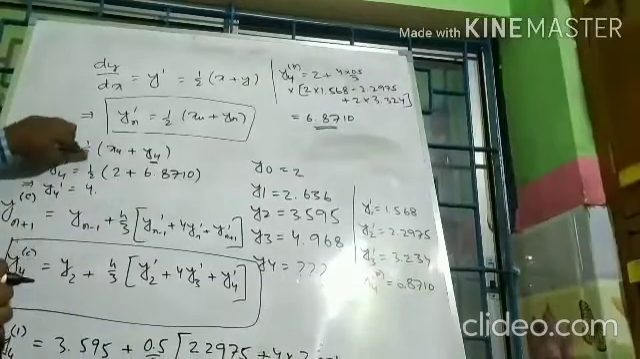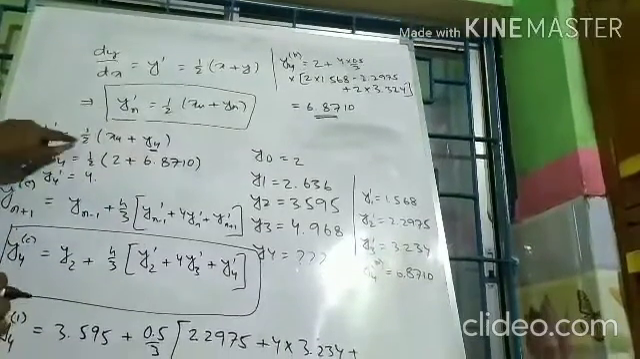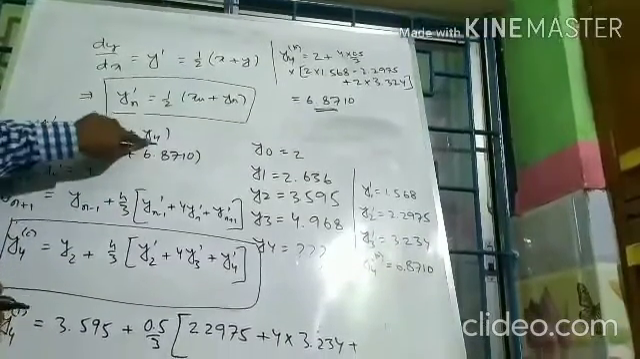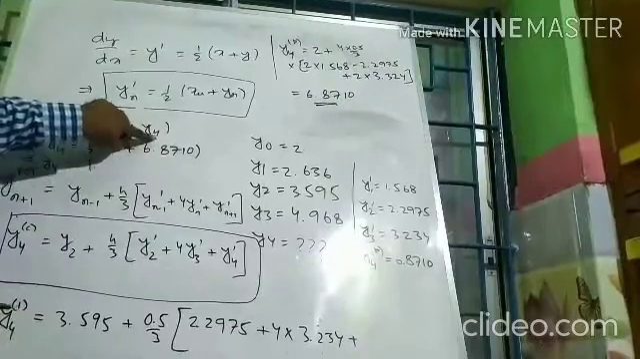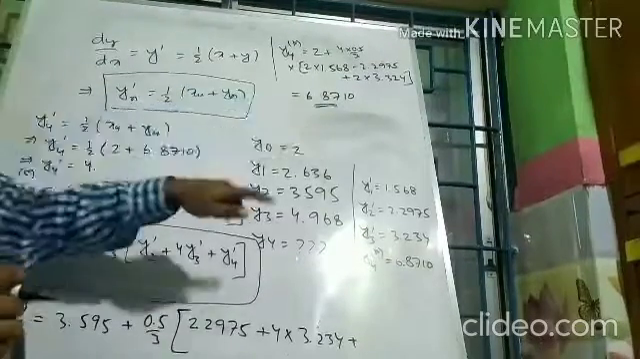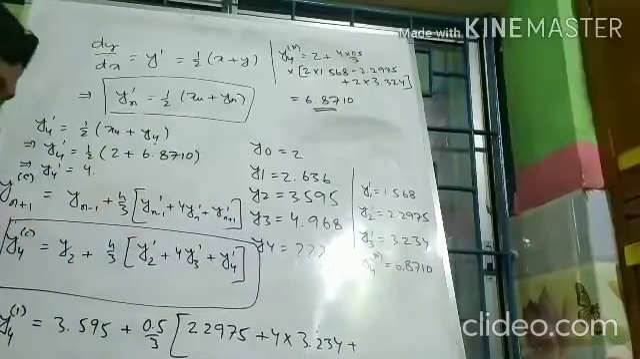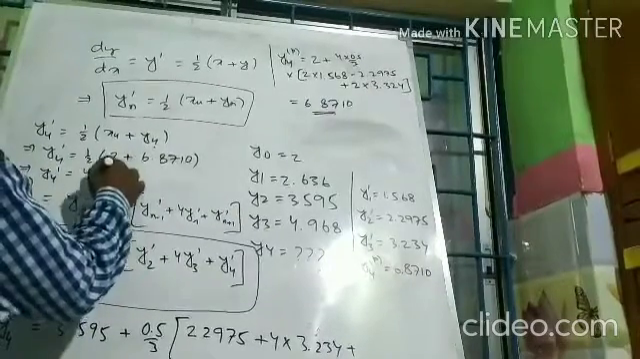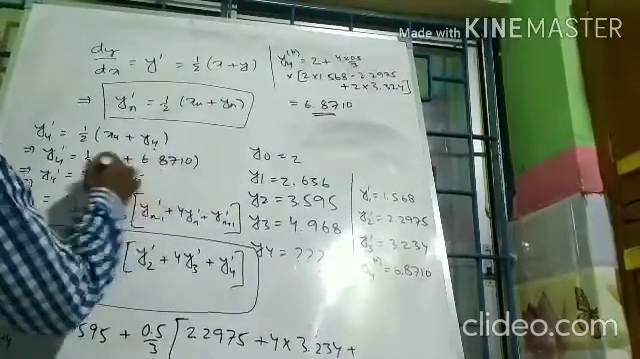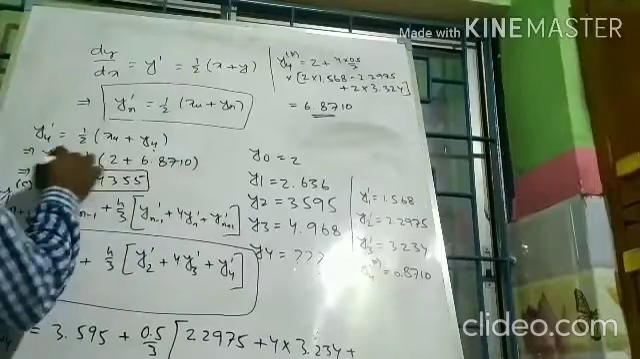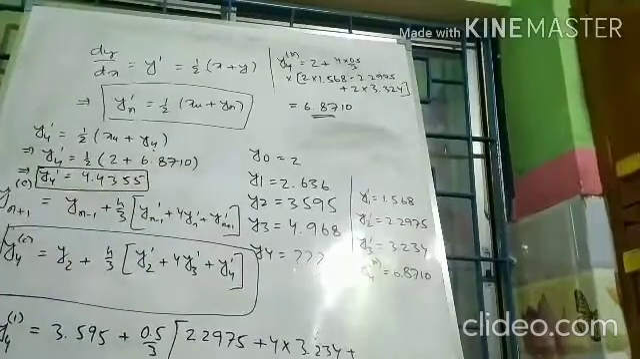equals half x4 plus y4. So y4 prime is half x4, which is 2, plus y4. Use the predicted value of y4, that is 6.8710, and simplify. This is 4.4355. Okay, so y4 prime is 4.4355.